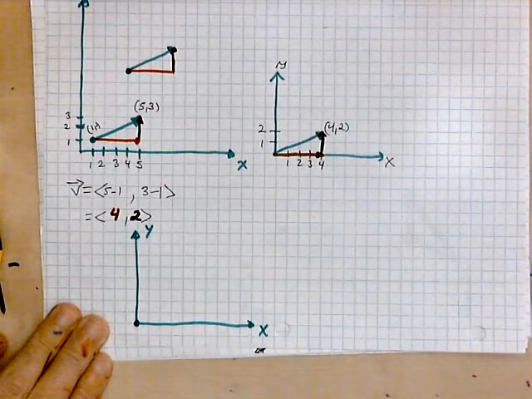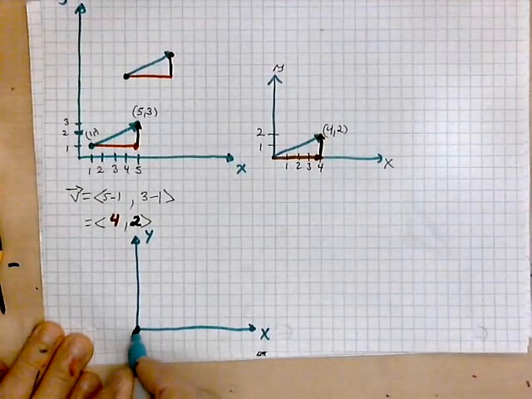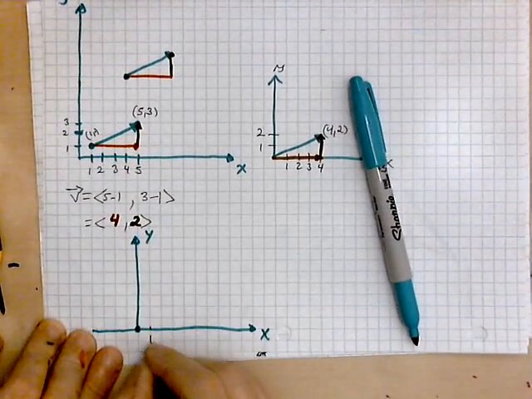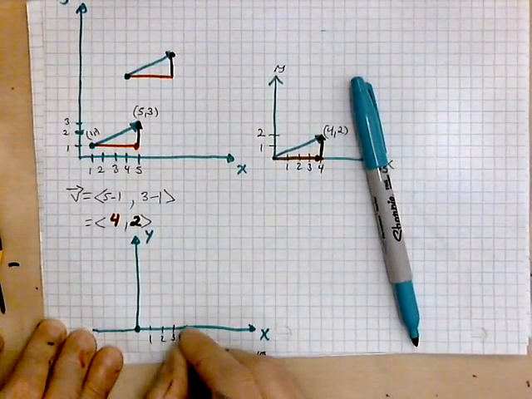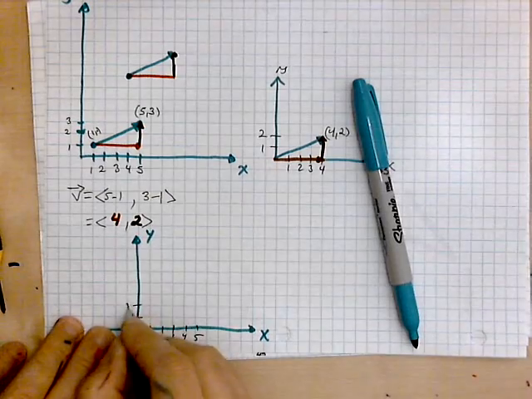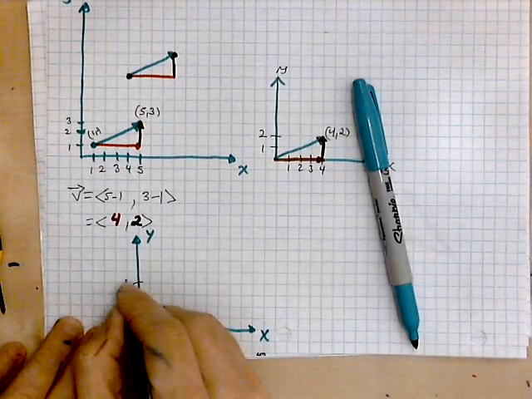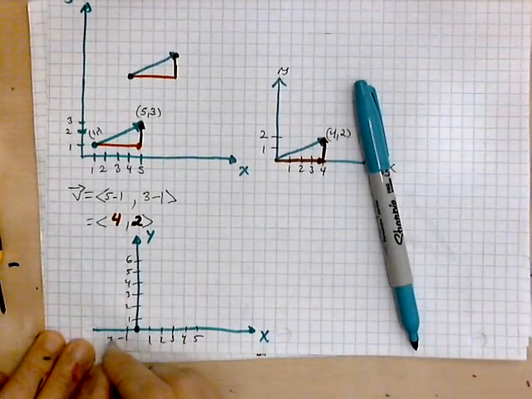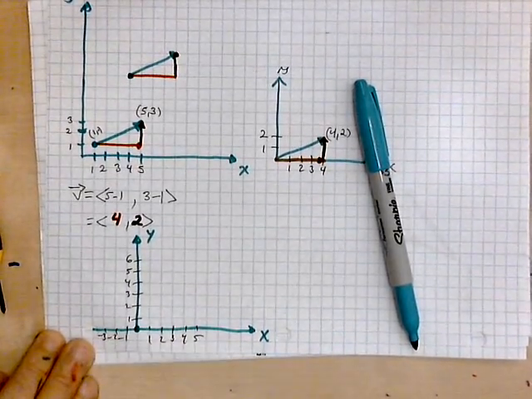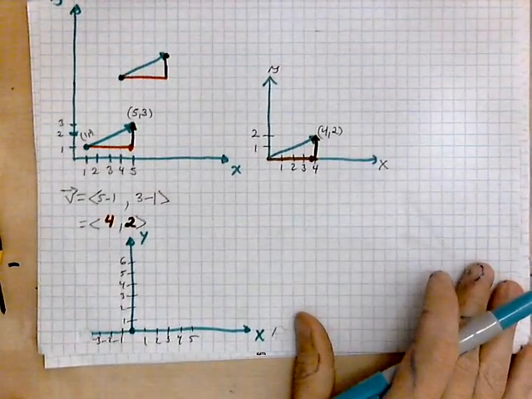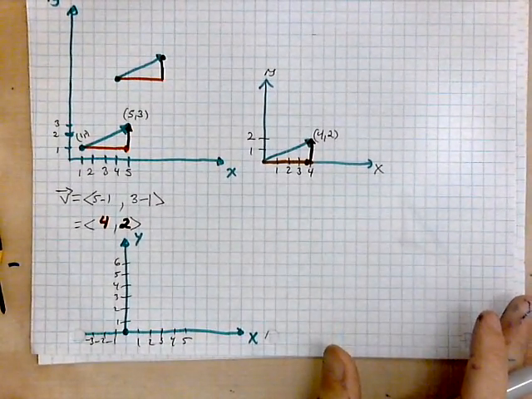And let's take a look at another vector now. This one will be a little more interesting. So mark up your axes. 1, 2, 3, 4, 5. 1, 2, 3, 4, 5, 6. -1, -2, -3. Here we are. So it looks like this. And now next step is this.